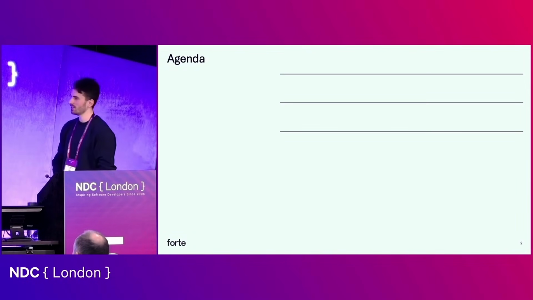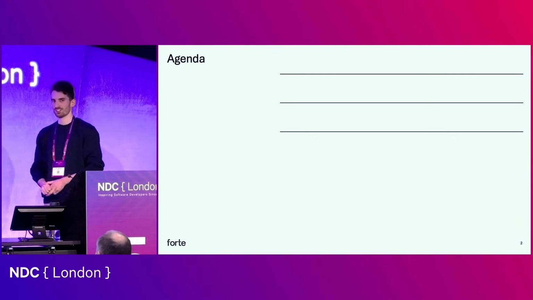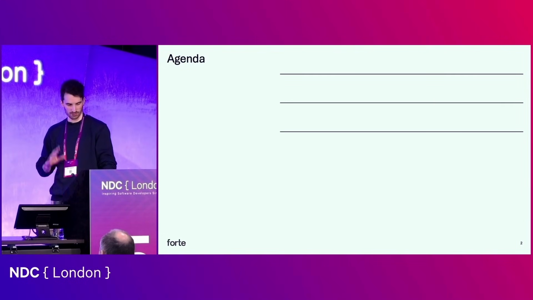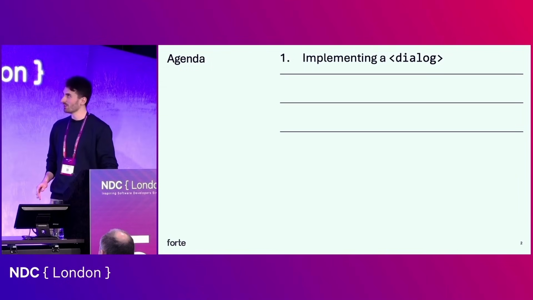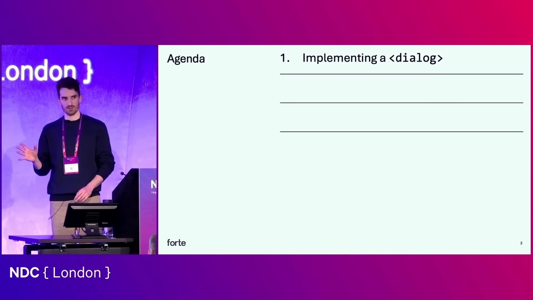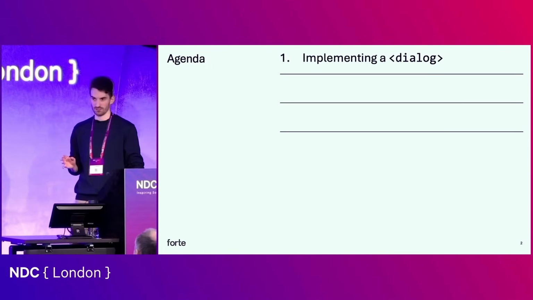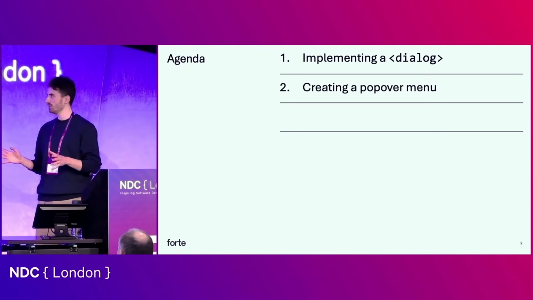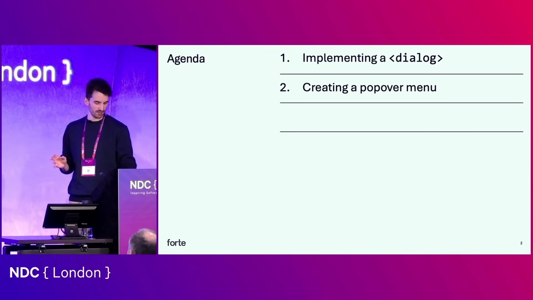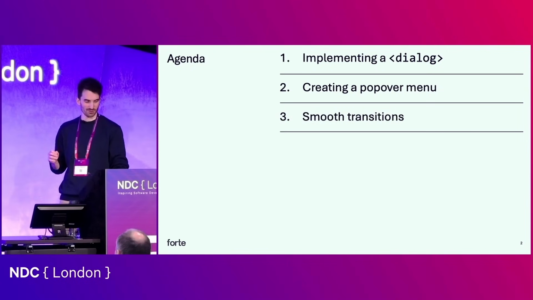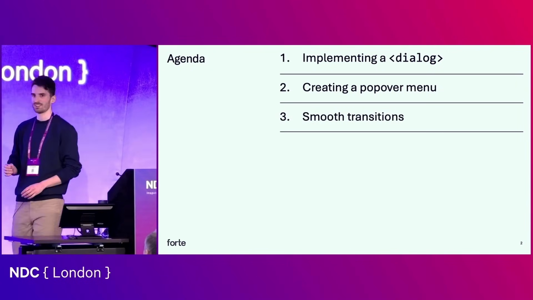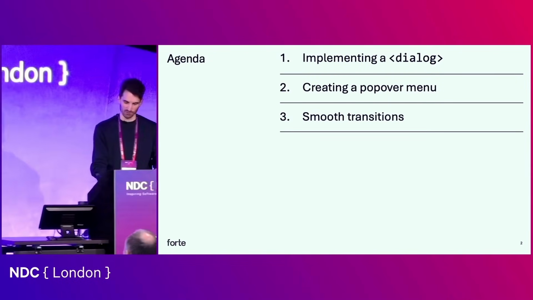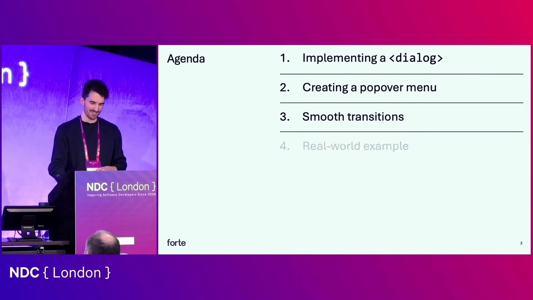This will be a live coding presentation, so I won't have too many slides, but I have a small agenda for us just so we know what we're going to look at. We'll start by implementing a dialog element from scratch, which is way simpler than it may sound. We'll then create a popover menu, and then go on to adding some smooth transitions to make these new elements look and feel good, something you might actually want to use on your web page.